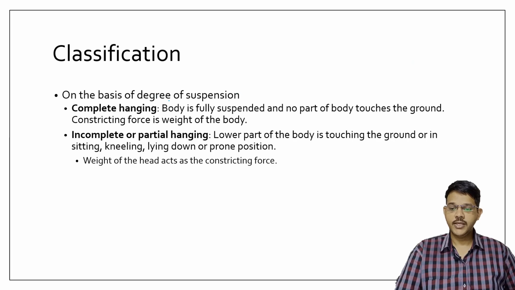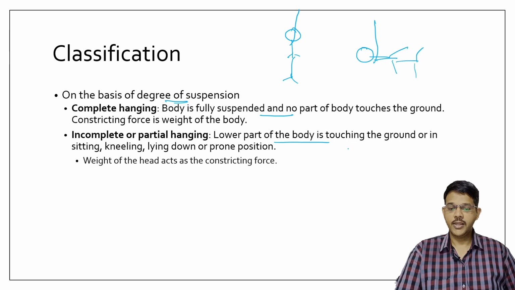Now, based on the degree of suspension, that is how much of the body is suspended, it may be complete hanging, where the body is fully suspended. In fully suspended, the person is hanged completely without any part of the body touching the ground. But in case of incomplete or partial hanging, the lower part of the body is touching. So here the person may be in a kneeling position, lying down, or any prone position.